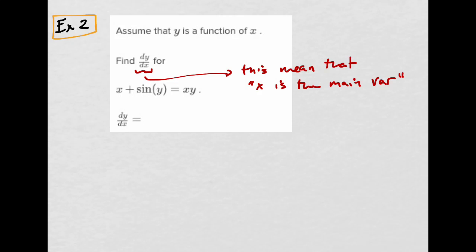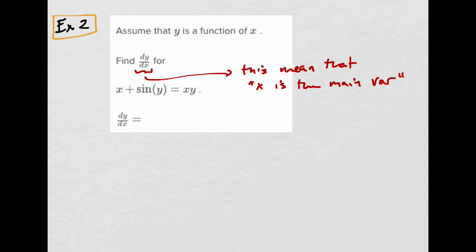Well, you should pause it and do this on your own. Try it on your own. Anytime you're taking the derivative of x, you do it normally. Anytime you're taking the derivative of y, you do it normally and then tack on a dy/dx. Alright? So you try it. Pause it? Okay, I'm going.